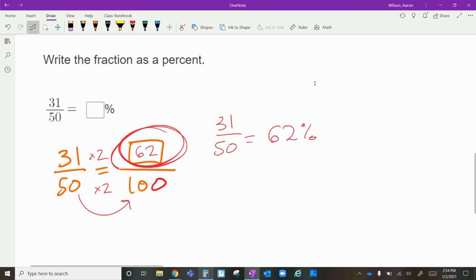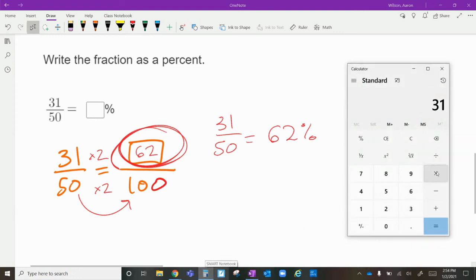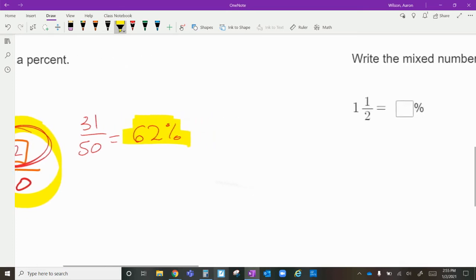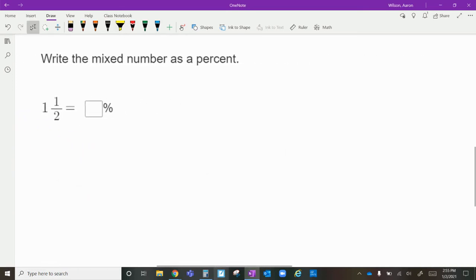And we can check it on the calculator by doing 31 divided by 50. See what that gives us. There's your 0.62. And keep in mind, that's read as 0 and 62 hundredths, which is why our correct answer, sure enough, is 62 over 100. But once you have something over 100, it's already in percentage form. So 31/50 is 62%.